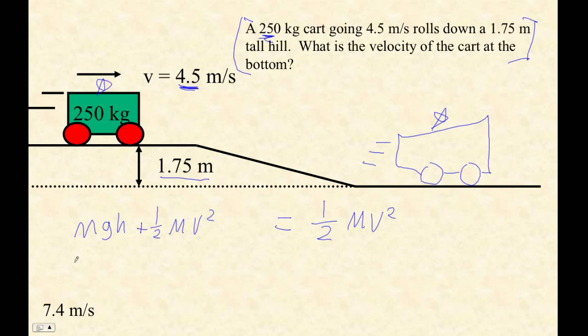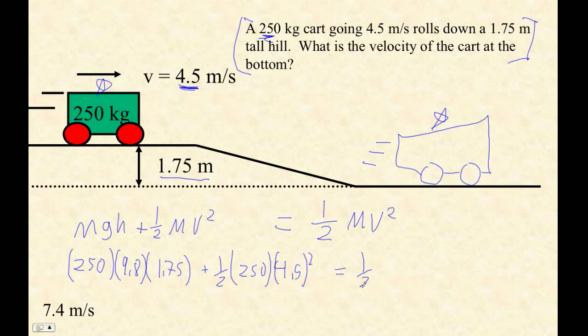So now I can just put the numbers in: 250 times 9.8 times 1.75 plus 1/2 times 250 times 4.5 squared equals 1/2 times 250 times v squared, and that velocity is what we don't know. Mathematically, you just type these numbers in. 250 times 9.8 times 1.75 is 4287. Then 0.5 times 250 times 4.5 squared is 2531. And then half of 250 is 125.